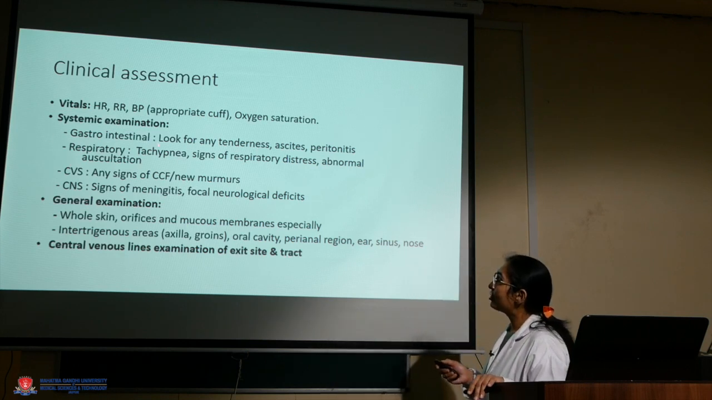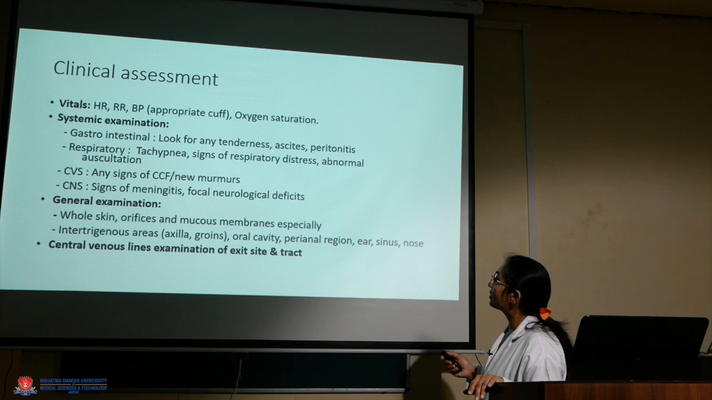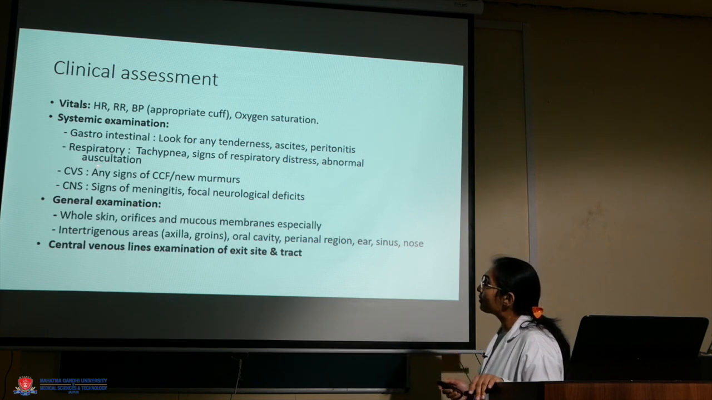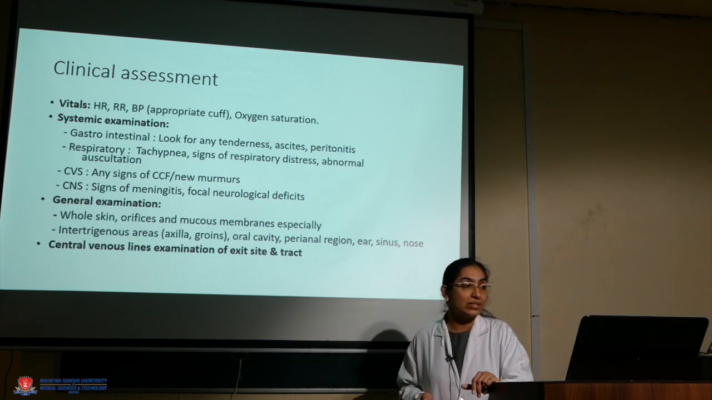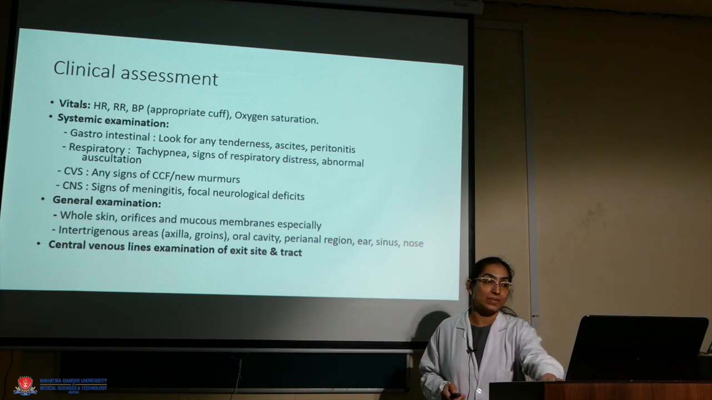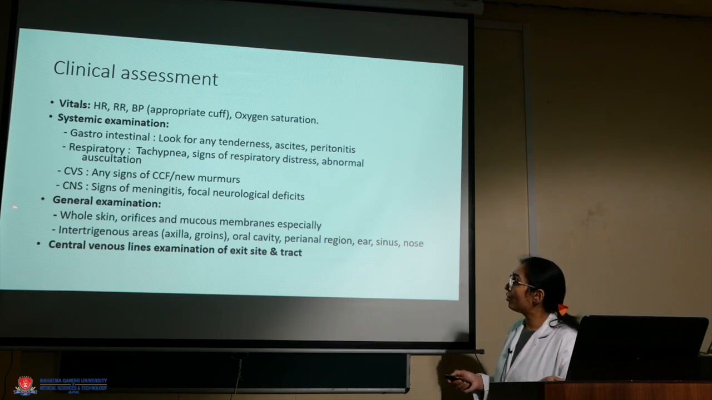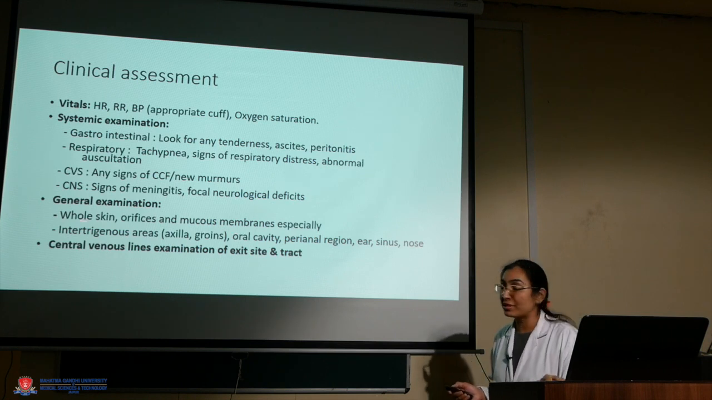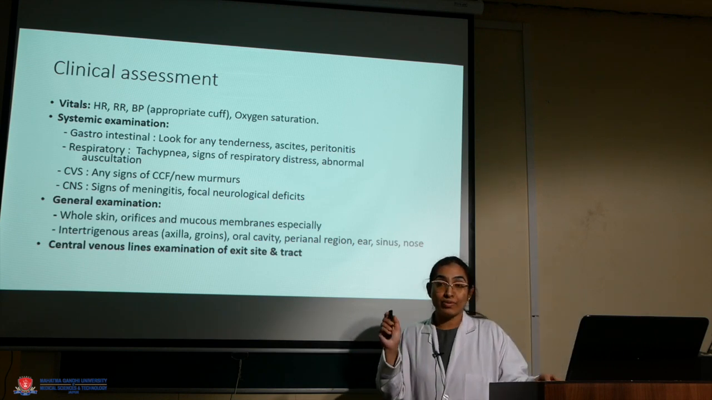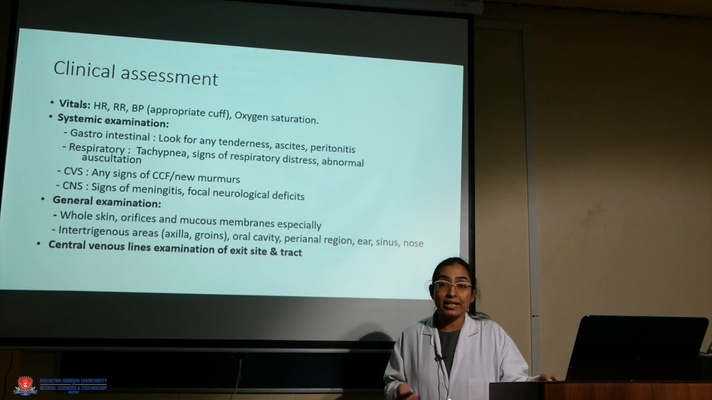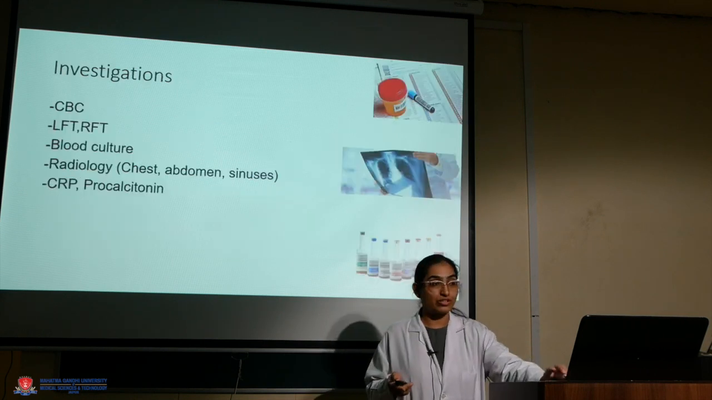Then systemic examination, GI you look for any abdominal tenderness, ascites, peritonitis. In respiratory you look for signs of tachypnea, distress, and you need to auscultate. In CVS look for murmurs, and CNS look for meningitis and any focal neurological deficit. Examine the patient as a whole for skin orifices, especially mucous membranes, and the areas which should not be missed are intertriginous areas, oral cavity, perianal region. And one more important thing in our oncology setting, you need to examine the central line site, because that is a very important site of infection.